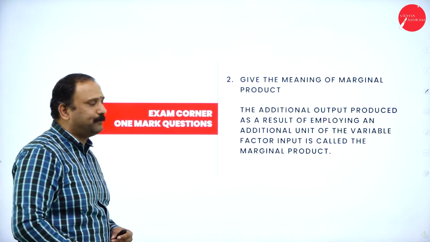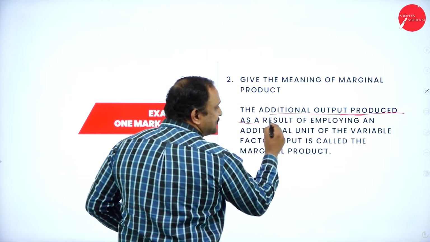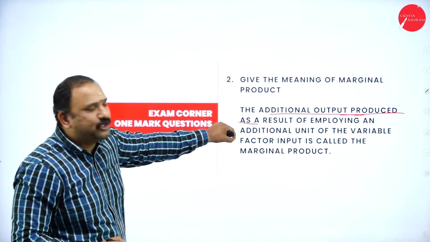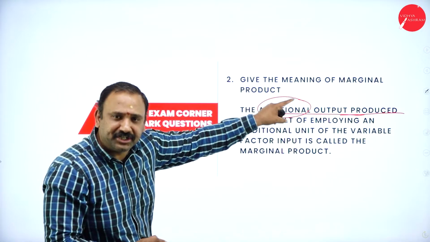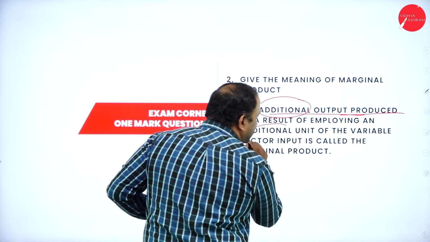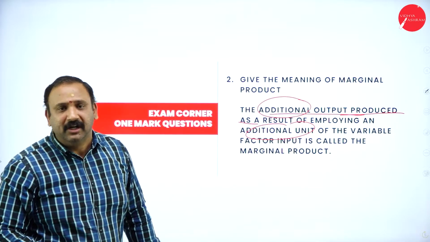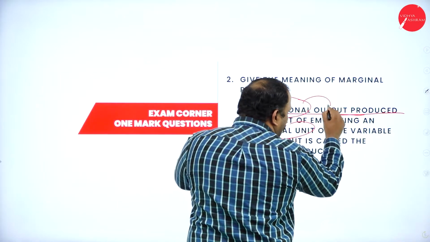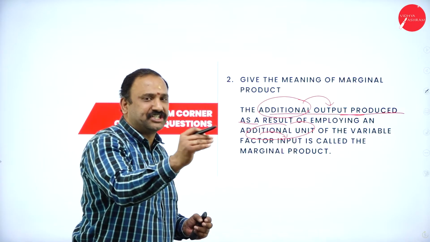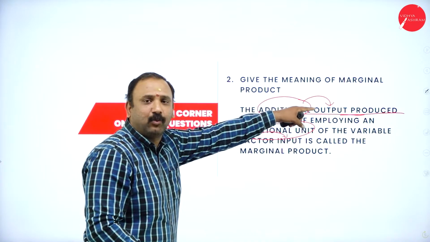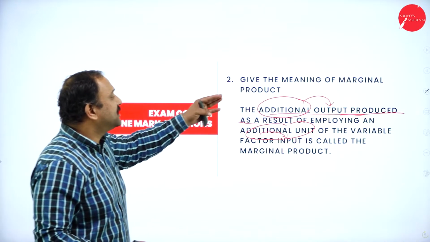Next one, marginal product. Now, marginal product, as we have told, is the additional output produced as a result of employing an additional unit of the variable. Two times I'm going to use the word additional. One, I'm talking about the additional output. The other one, I'm talking about the additional unit of variable that is being added as a factor input here. So both ways, one is on the output side, one is on the input side. When you give one additional factor input, you get one additional output, and that's what we are going to call the marginal product.